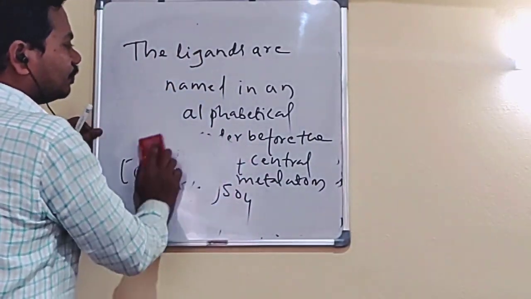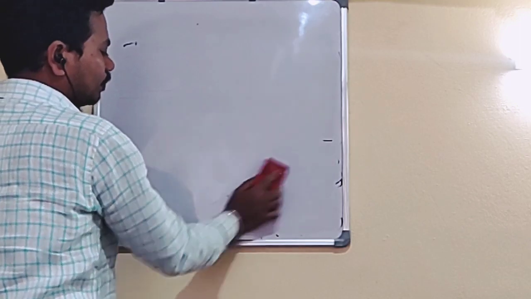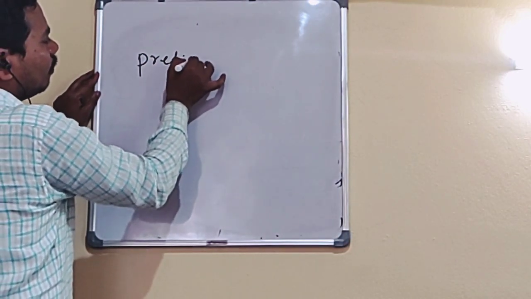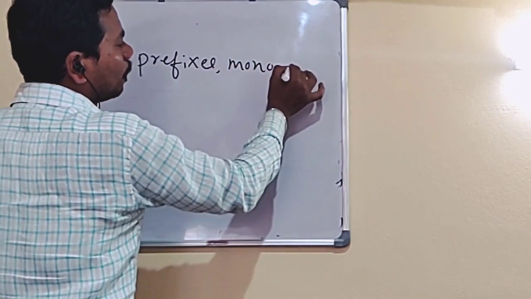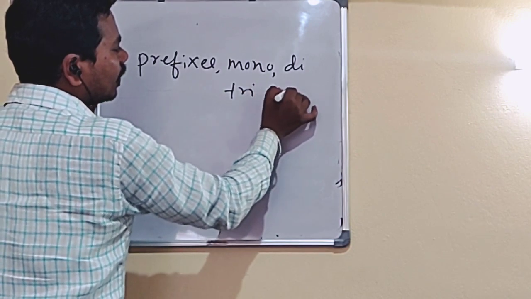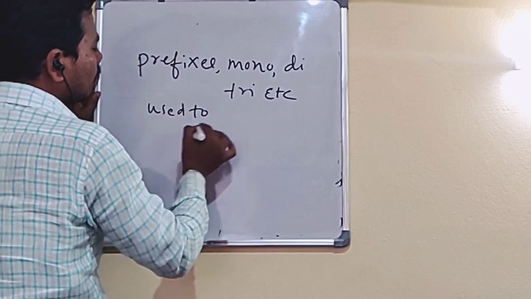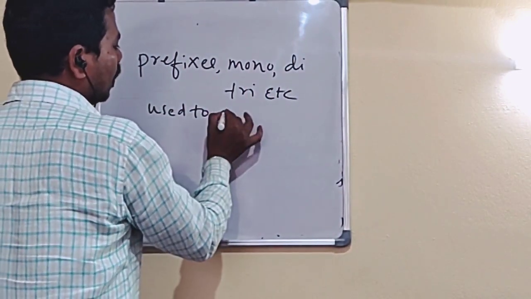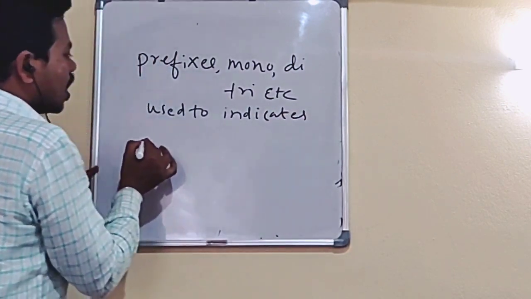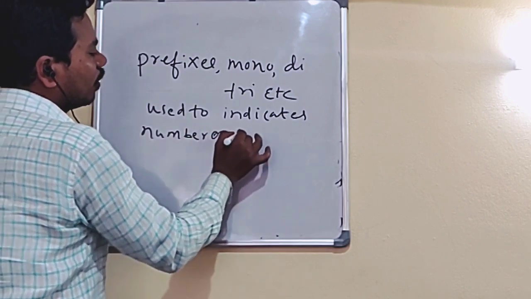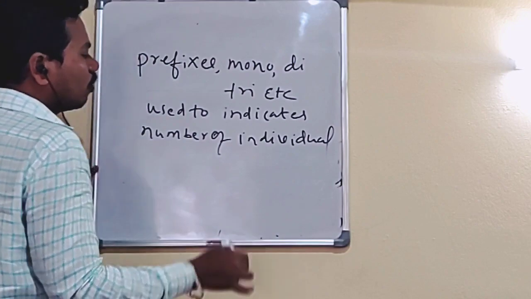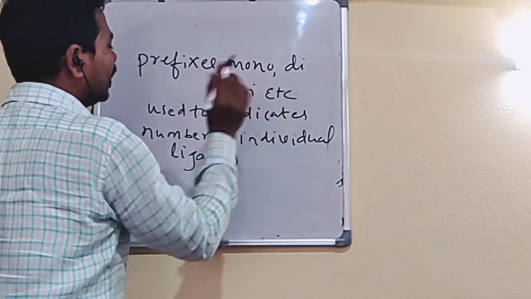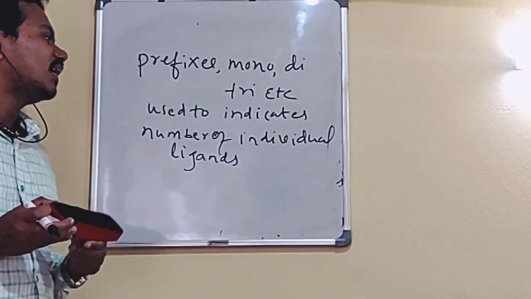Next one. Prefixes. Mono, di, tri, etc. are used to indicate the number of individual ligands. Here the prefixes mono, di, tri, etc. are used to indicate the number of individual ligands.